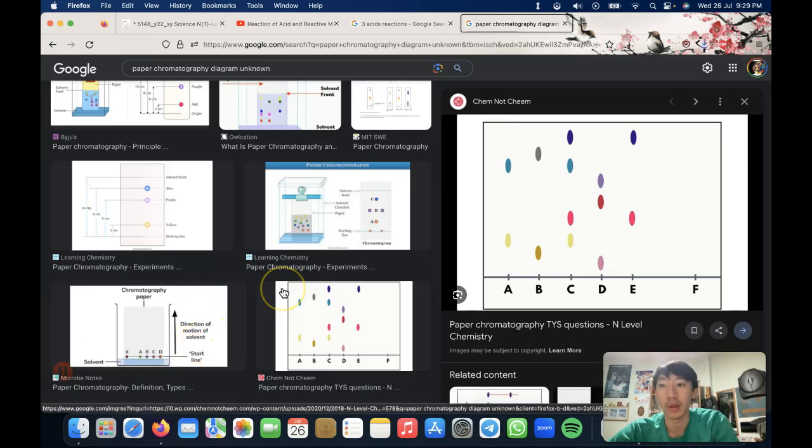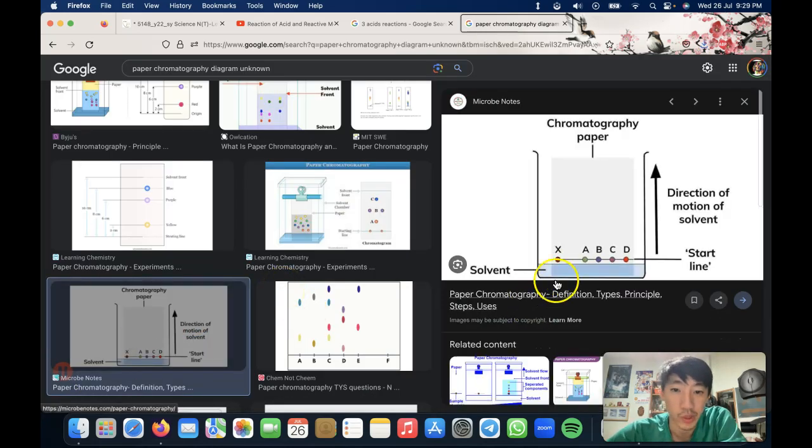Okay, so I found some better pictures already. Alright, so let's look at this picture first. Now, what is chromatography about? Firstly, chromatography is just a very simple way of separating inks into its components.